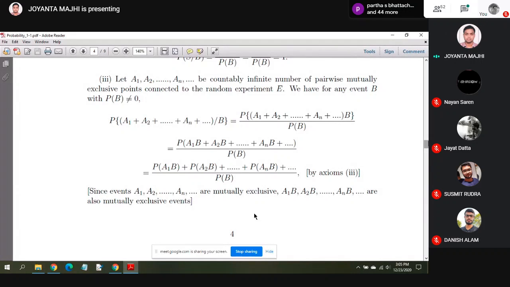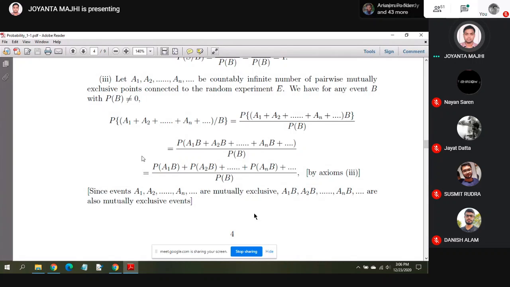The third axiom: let A1, A2, dot dot, An be a countably infinite number of pairwise mutually exclusive events connected with a random experiment E. Then for any event B where probability of B is not equal to 0, that is B is not an impossible event, we have to prove that probability of A1 plus A2 plus dot dot, countably infinite events, by B is equal to the separate summation of their separate probabilities, that is probability of A1 by B plus probability of A2 by B and so on.